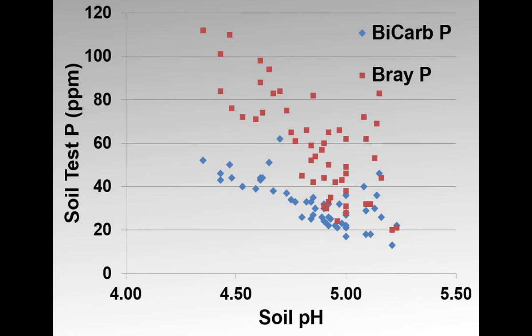In some cases, like the bicarb P, we're not supposed to be using that at pHs that are getting this low. But at the same time, we often think that phosphorus should be less available as the pH goes down and have more fixation by iron and aluminum compounds. And so this seems to be an incongruity in terms of our soil testing and what happens as soil pH goes down.